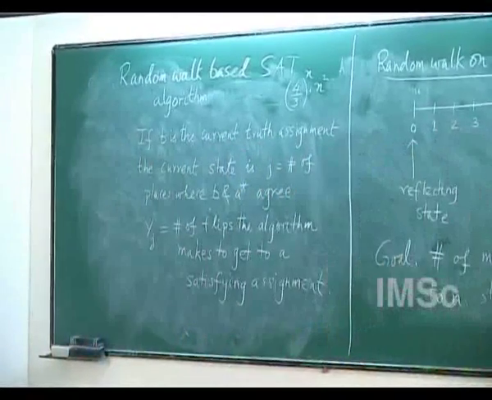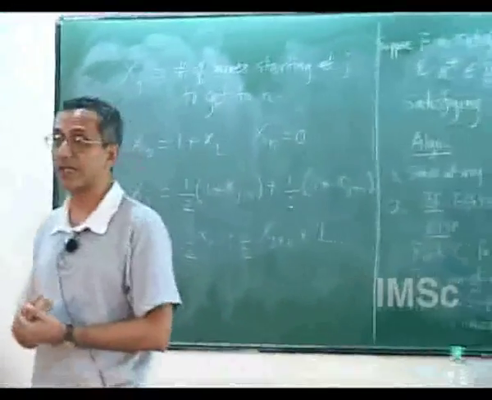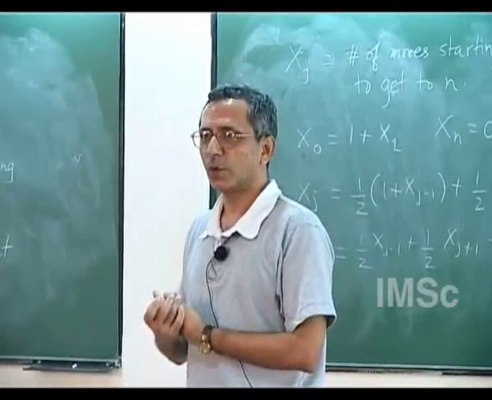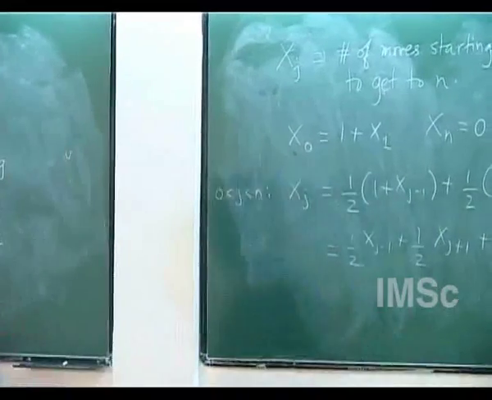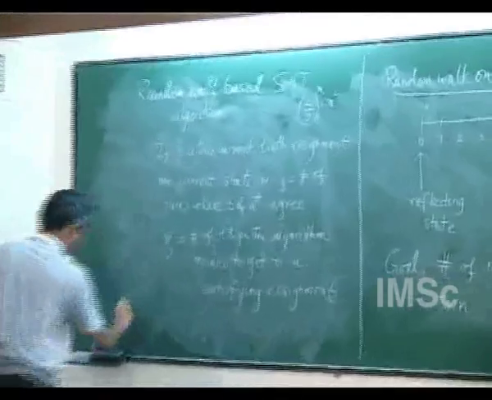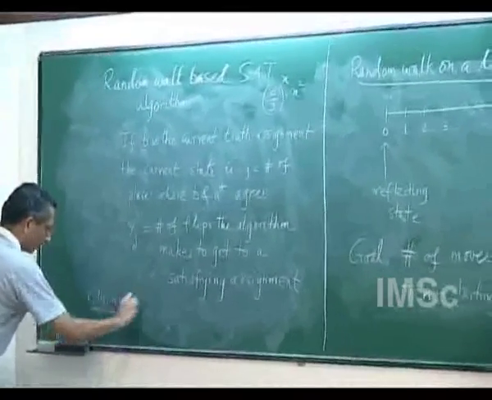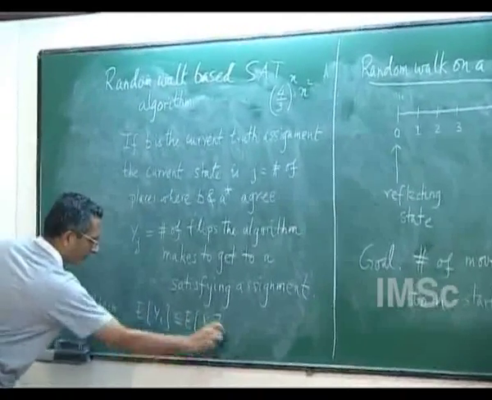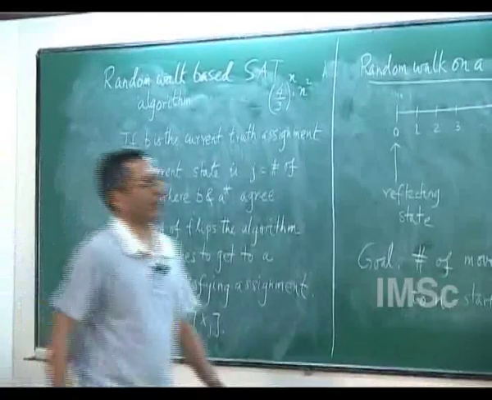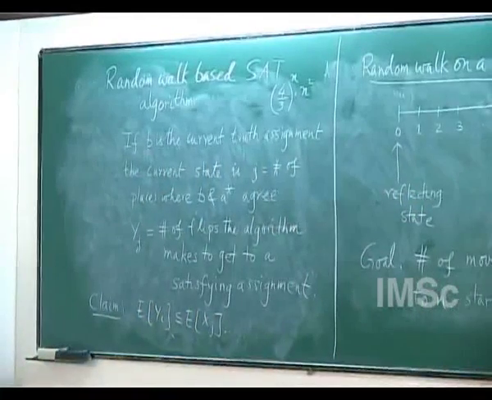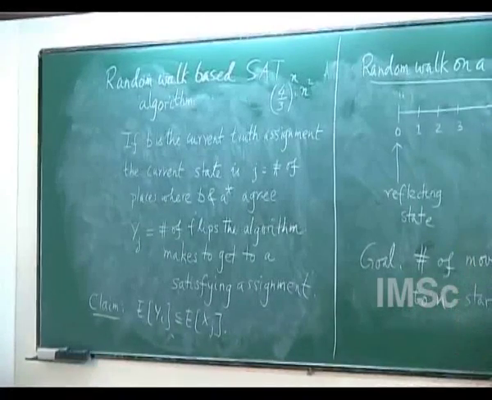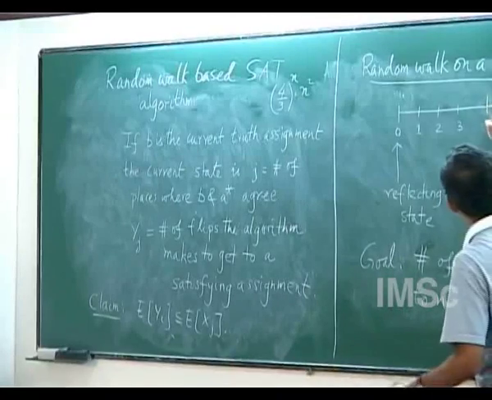So what I want to argue is that it has to be better than xj in expectation. I want to argue that the expected value of yj is going to be better than the expected value of xj. So how do I argue that? The claim is that the expected value of yj is better than the expected value of xj. Xj is the random walk on the line, the corresponding one. So xj is the number of moves you require when you are at state j to get to n.